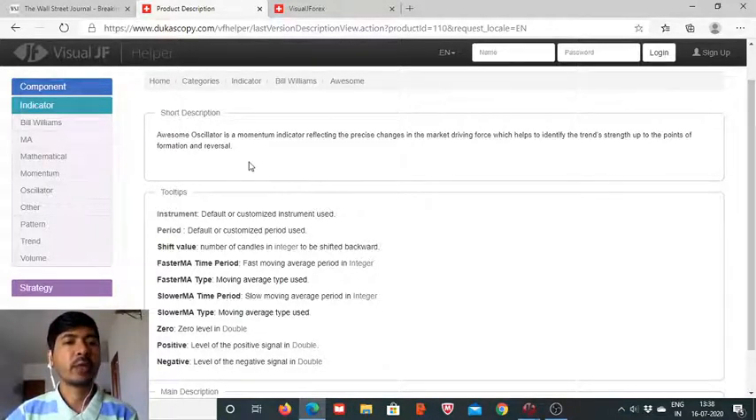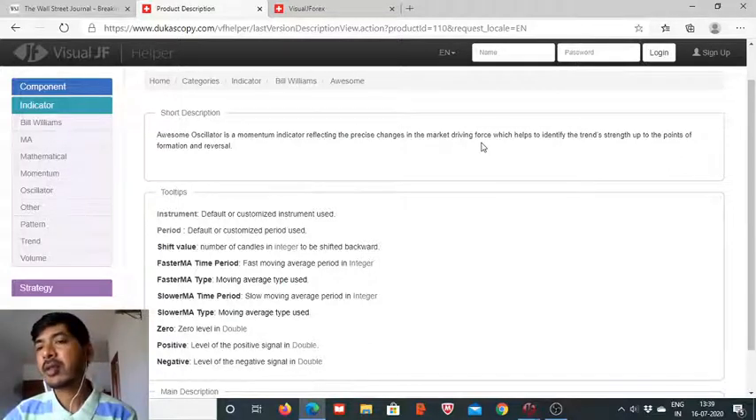So here, if you consider, the Awesome Oscillator is a momentum indicator, and it reflects the change in the driving force, and it helps us identify the strength of the underlying trend, and it will help us determine the point of reversal and the underlying formation.